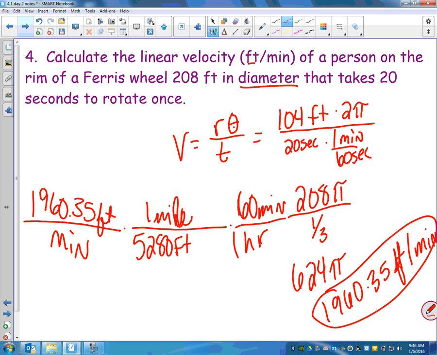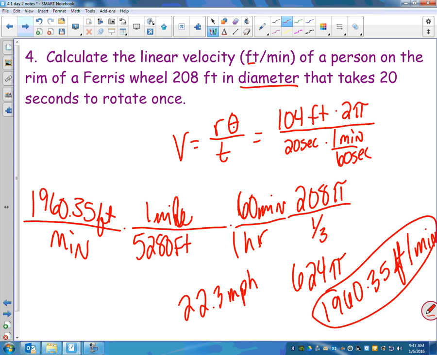Not so bad, right? It's only 22 miles per hour. Is that too fast for a Ferris wheel? 22 miles per hour. Questions about that? And so again, to me, linear velocity is something that's more applicable outside of this class.